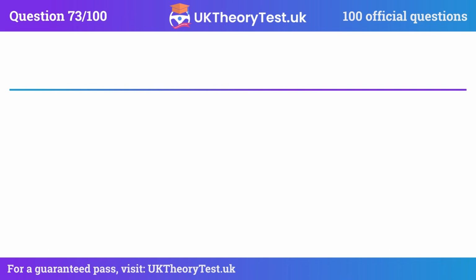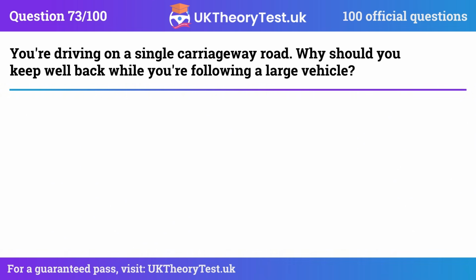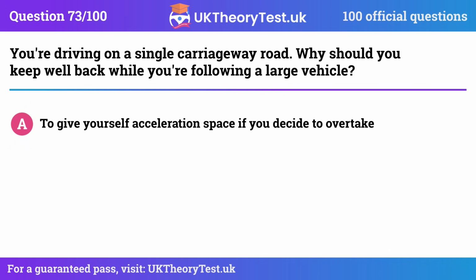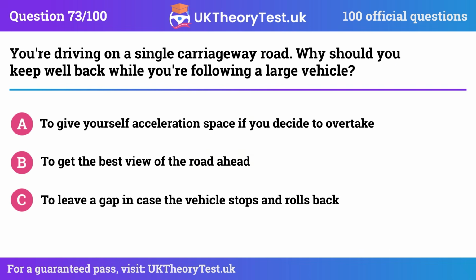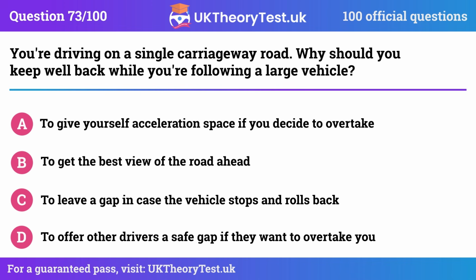Question 73. You're driving on a single carriageway road. Why should you keep well back while you're following a large vehicle? A. To give yourself acceleration space if you decide to overtake. B. To get the best view of the road ahead. C. To leave a gap in case the vehicle stops and rolls back. D. To offer other drivers a safe gap if they want to overtake you.